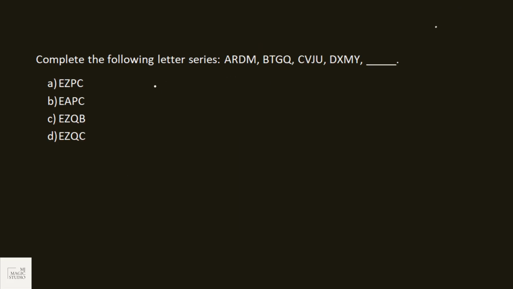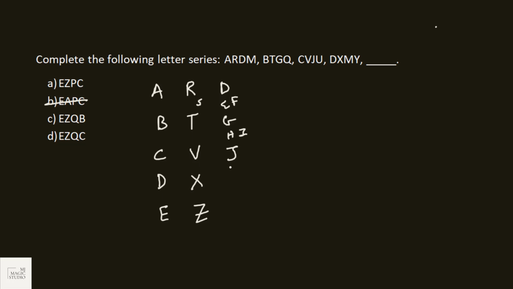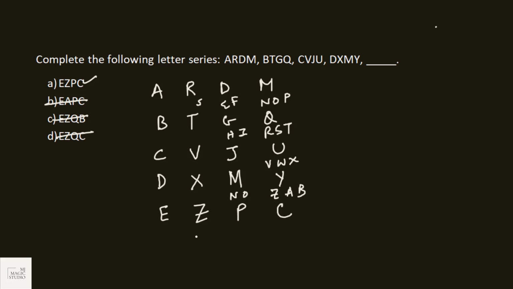Okay, one more letter cluster. A, B, C, D. The next one we are searching for should be E. Okay, here everywhere we have got E. Then R, Q, R, S, T, U, V, W, X, Y, Z. It should be Z. Then we have D, then E, F, G, H, I, J, K, L, M, N, O, P. E, Z, P, E, Z, P. Let's check for the last one. M, N, O, P, then Q, R, S, T, U, V, W, X, Y, Z, A, B, C. It should be E, Z, P, C. Option A is the pick.